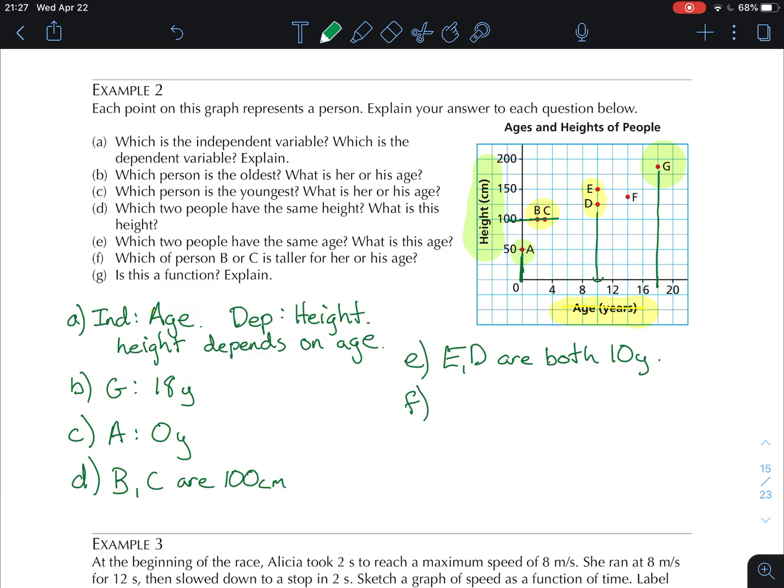years old. Which person, B or C, is taller for their age? Well, they're the same height, so we look at which one's younger. So B is taller for his age, or her age.